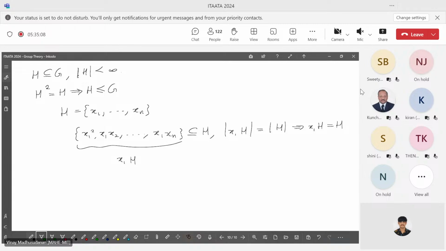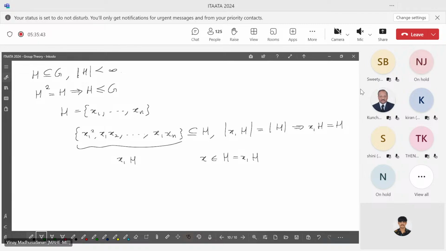x1 and xj equals xj. There must be. Wait, that doesn't count. x1 into xj must be equal to xj, no. You can't say that for some j. Which j is that? It is not j actually. x1 into something must be equal to x1. x is there in h. But we just said h is equal to x1h.